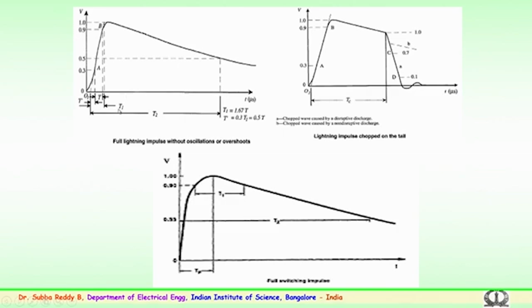The first is the full lightning impulse voltage which is being shown without oscillations or overshoot. Typically this is a textbook type of waveform, but practically you may happen to see oscillations in this rising portion. So, here it is not shown how it is being constructed.